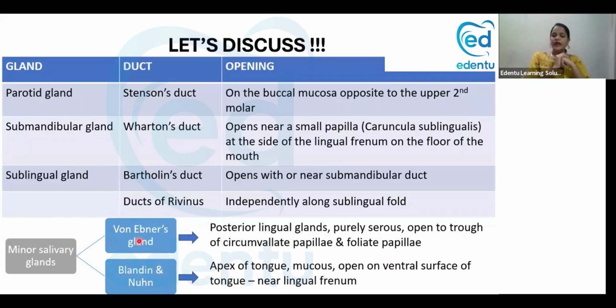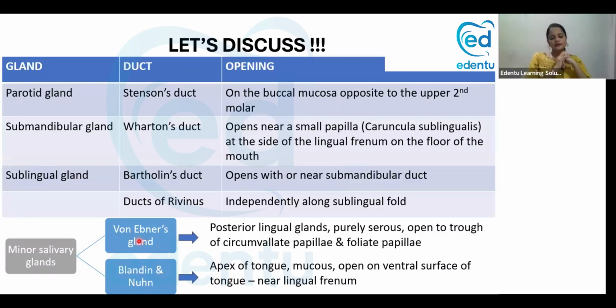lingual glands. It usually opens into the circumvallate papillae. In the middle third of our tongue, we have the circumvallate papillae. So to the circumvallate papillae and to the foliate papillae, these von Ebner's glands are opening.